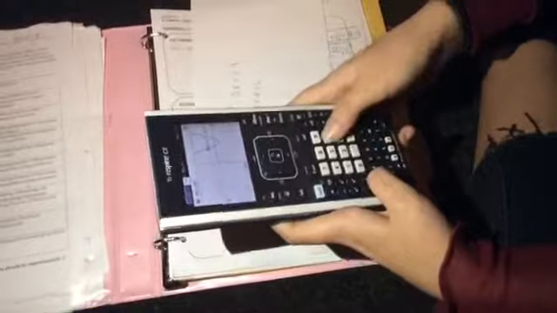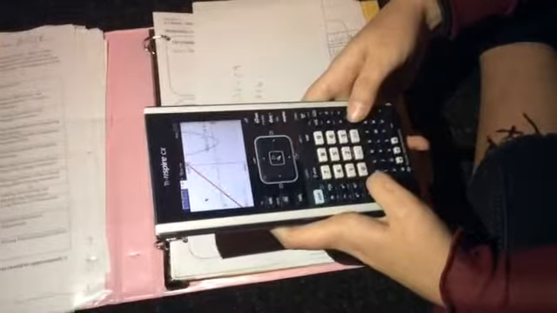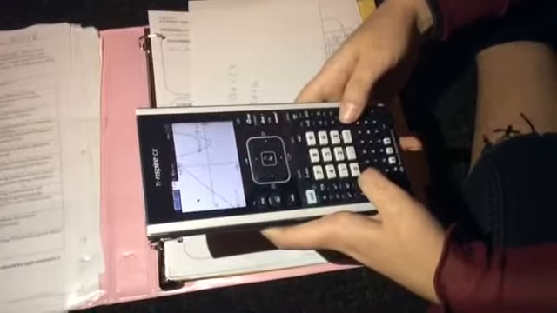When graphing the second equation, you press tab, and then you plug in your second inequality. So the second one will be x plus 6, enter, and you get your second graphed equation.